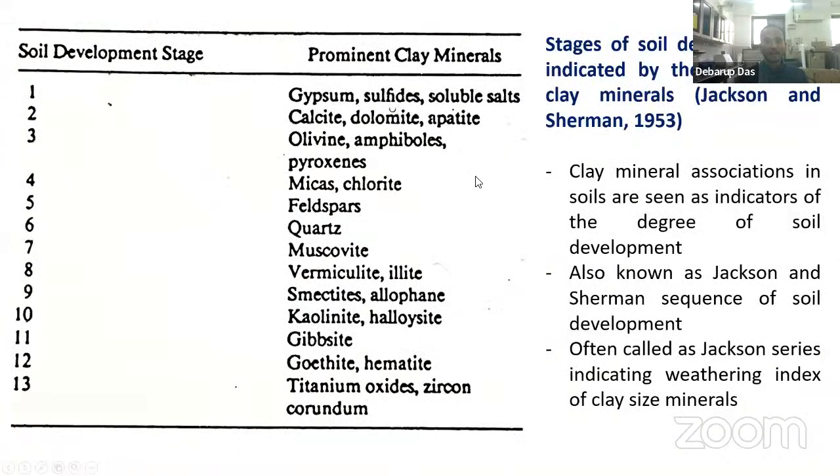Now this is for clay minerals. This indicates the development of soil stage. The stages of soil development as indicated by the presence of clay minerals, given by Jackson and Sherman, 1953. Clay mineral associations in soils are seen as indicators of the degree of soil development. Now, a soil that has vermiculite and illite is much more weathered than a soil which is dominantly containing calcite, dolomite, apatite, like this. So these are basically the weathering stages. As we progress through the weathering stages, you will find these kinds of minerals.